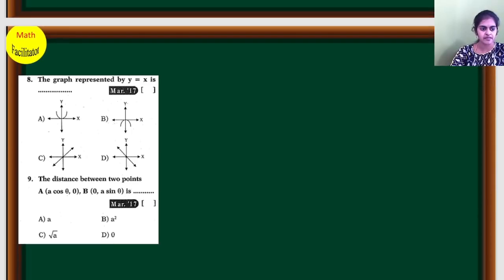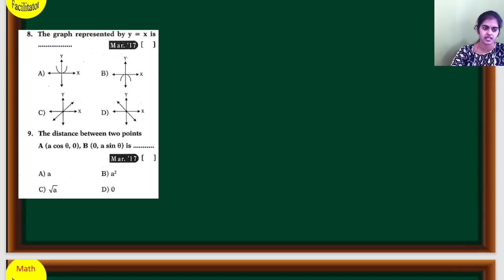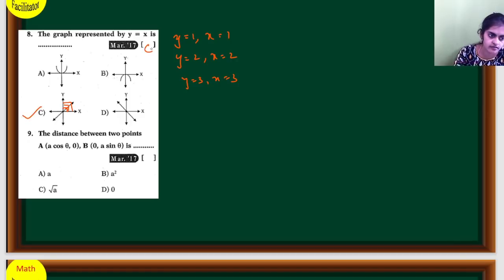Next question, the graph represented by y equal to x. If I take y as 1, x should be 1. If I take y as 2, x is also 2. If I take y as 3, x is also 3. So the points will be (1, 1), (2, 2), (3, 3). So here in this graph you can see this is (1, 1), (2, 2), (3, 3) and so on. So this is the correct graph. Here, if you see, it is negative. So if x is minus 1, y is 1. If x is minus 2, y will be 2. So this is the graph of y equal to minus x. This is the graph of y equal to x.